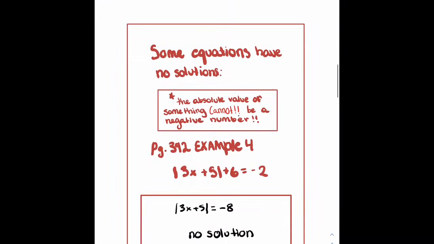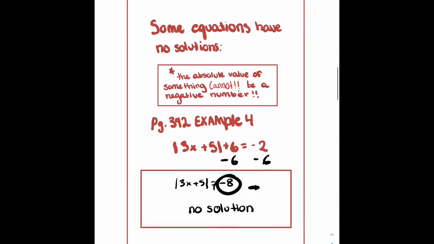Some equations have no solutions. The absolute value of something cannot be a negative number. If you look at page 392, example 4, the absolute value of 3x plus 5, close symbols, plus 6 equals -2. First thing you do is subtract 6 from both sides. You are left with -8. -8 is a negative number, which means there is no solution because the absolute value of something cannot be negative.